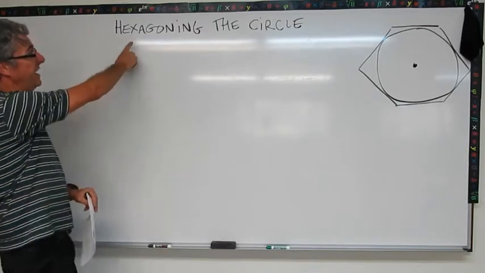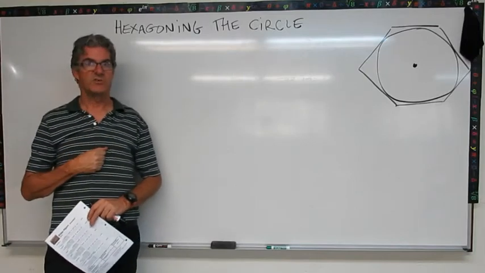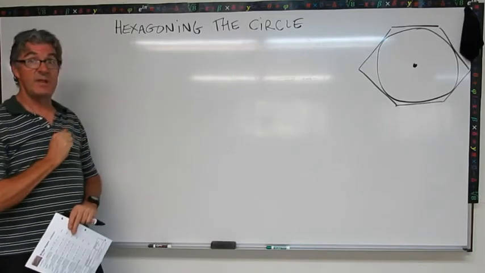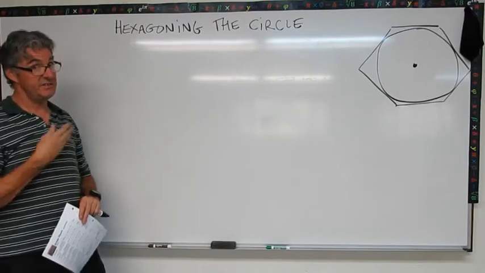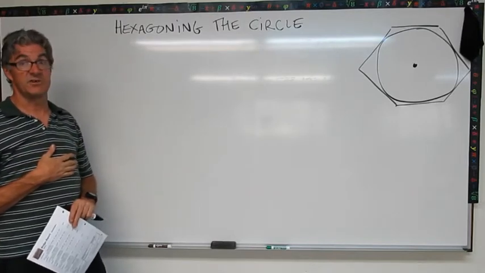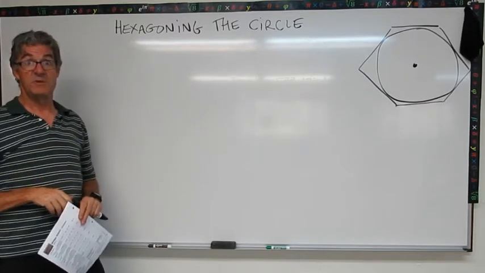Today's topic, hexagoning the circle. This is one of the key exercises in the Orchard Hideout unit. Techniques you develop here will help you complete coming assignments, such as tonight's assignment, which is octagoning the circle. Same process, slightly different numbers. If you master this, you'll be good.